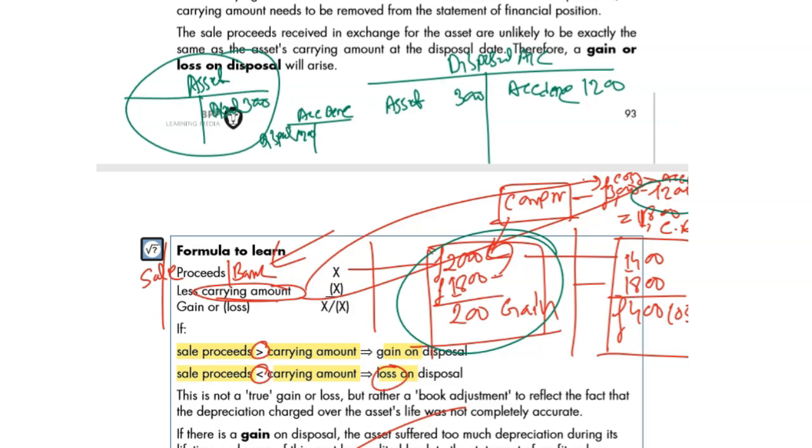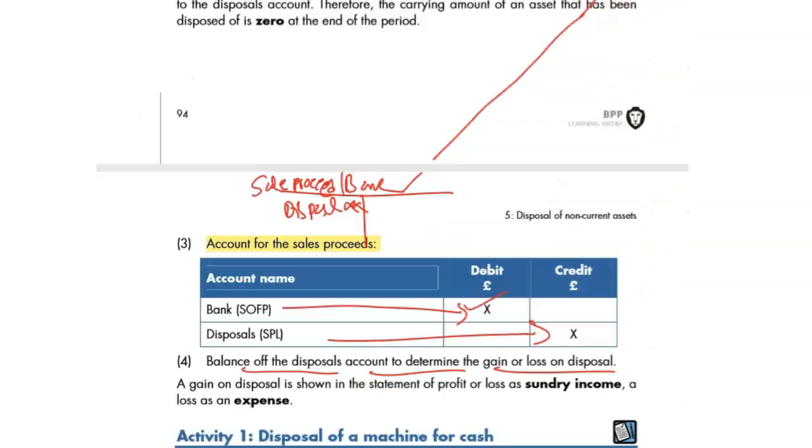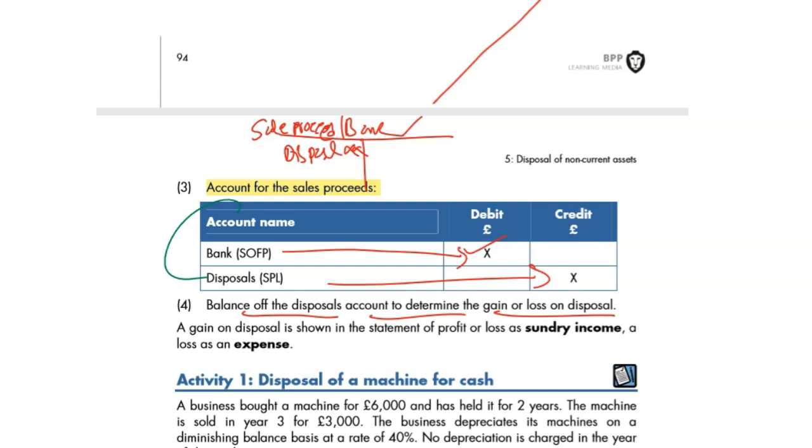Yet again, we ain't going to do accumulated depreciation. We're just talking about the disposal. Third one is the money we're receiving. Bank debit, disposal credit, because your bank going up is debit and disposal is SPL credit. So into the disposal account is credit.